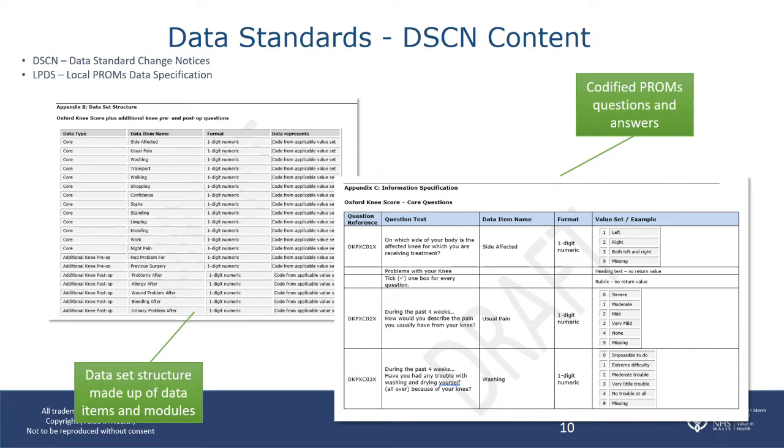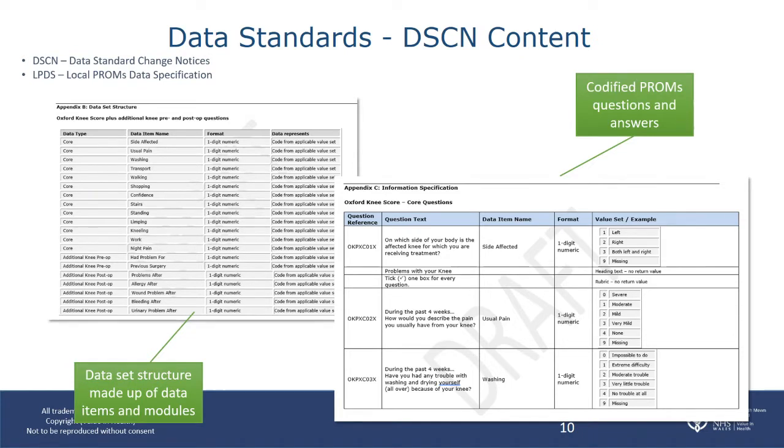So the National Information Specification in NHS Wales is referred to as DSCNs, or Data Standard Change Notices. These specifications are important because they ensure we encode the questions consistently across health boards and PROM providers, to then ensure we are consistent in our collection to deliver like-for-like data comparisons later on. In addition, we also have defined what we call LPDS, or local PROMs data specifications.